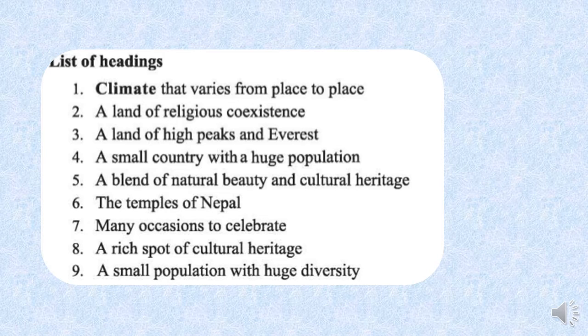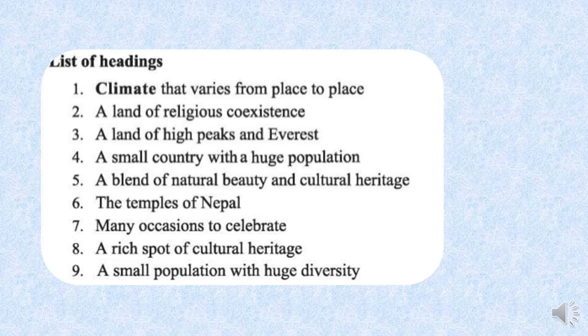Okay, now we have the list of headings. The first one, climate that varies from place to place. Heading number 2, a land of religious coexistence. Number 3, a land of high peaks and Everest. Number 4, a small country with a huge population. Number 5, a blend of natural beauty and cultural heritage. Number 6, the temples of Nepal.